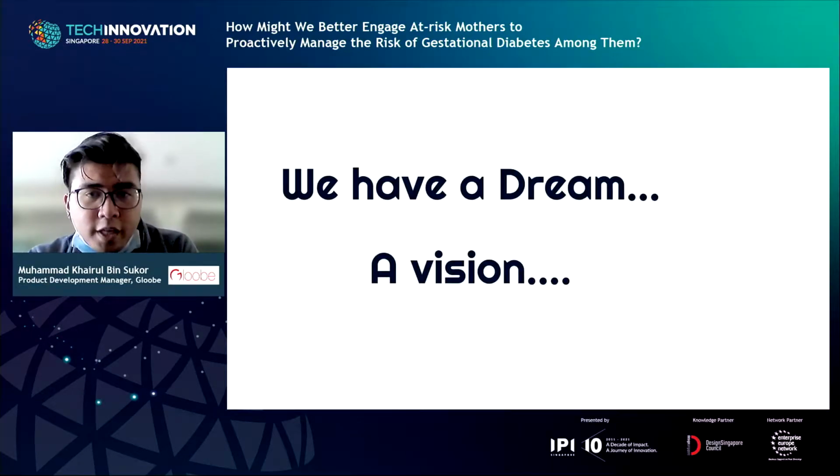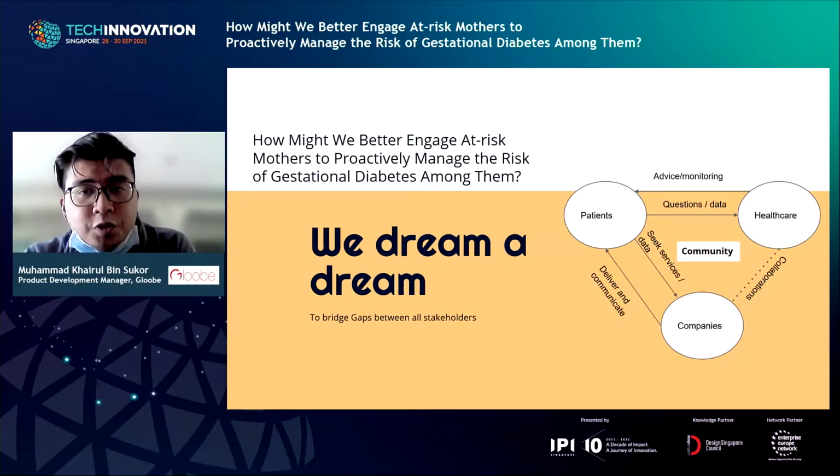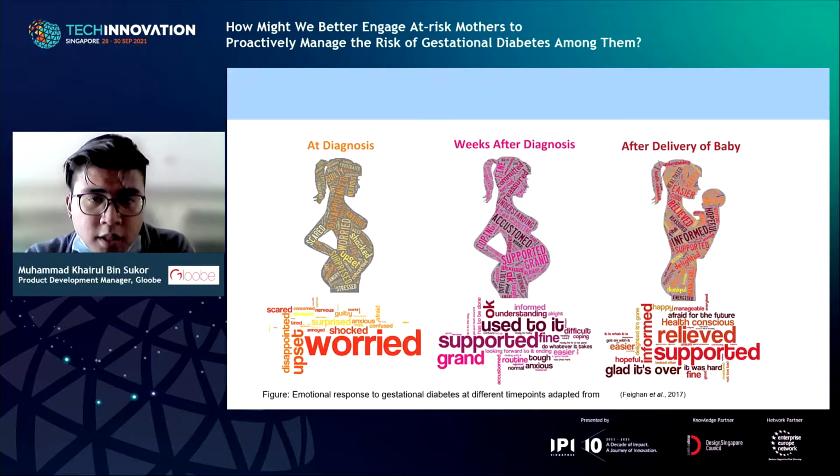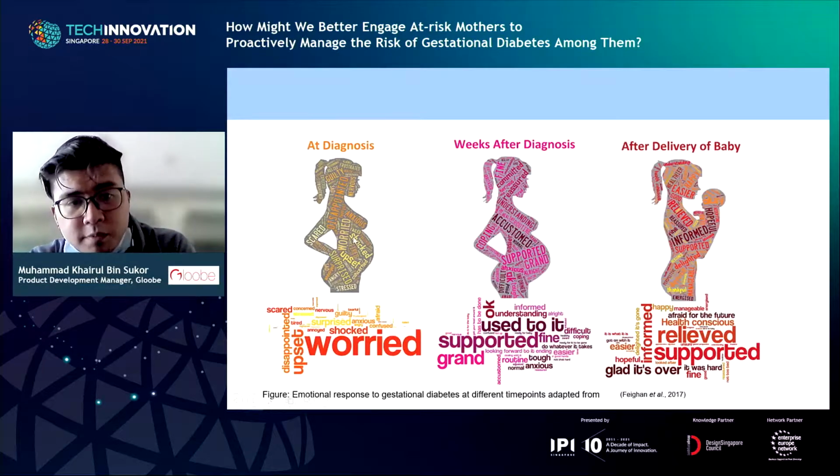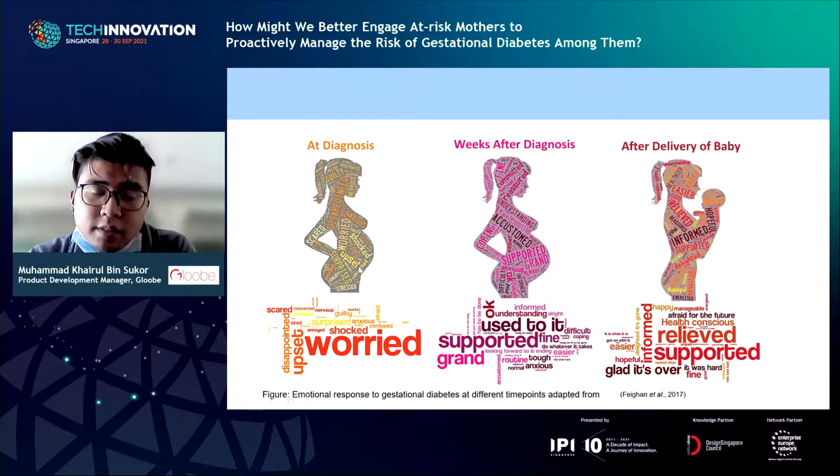At Gloobe, we have a dream and also a vision, which is to create a tripartite relationship between the stakeholders and to bridge the gap between all of them. We feel that the reason they're not following through is the feeling of being worried, surprised, or even guilty. In solving the problem statement, we hope to accelerate them from feeling worried to being relieved and feeling supported.